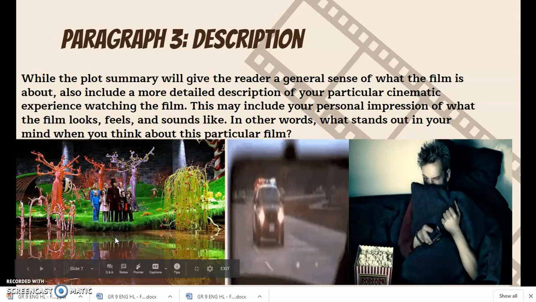Paragraph 3 would be a description. While the plot summary will give the reader a general sense of what the film is about, also include a more detailed description of your particular cinematic experience watching the film. This may include your personal impression. What does the film look like, feel, sound?